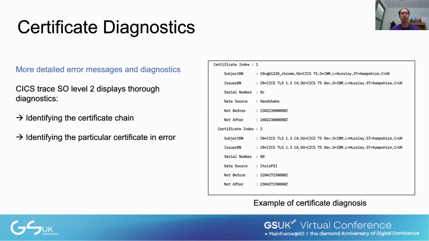Only got a couple of things left. So we've got some enhanced certificate diagnostics. Also as part of the work for doing the certificate expiry stuff, we were already picking more information out of certificates. So we've got an additional SO level 2 tracing to provide certificate information when there's problems. So you'll get a buffer of information which will include the chain of certificates involved with a particular handshake failure.